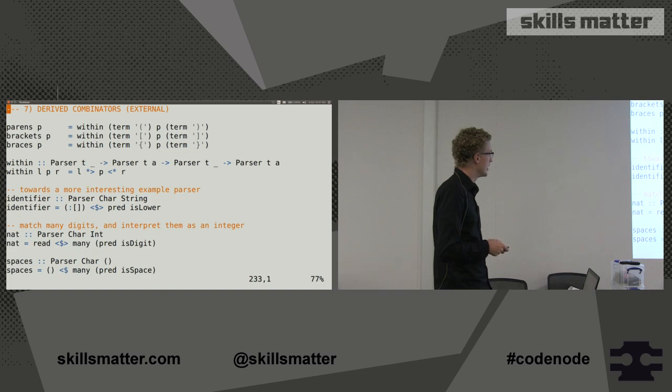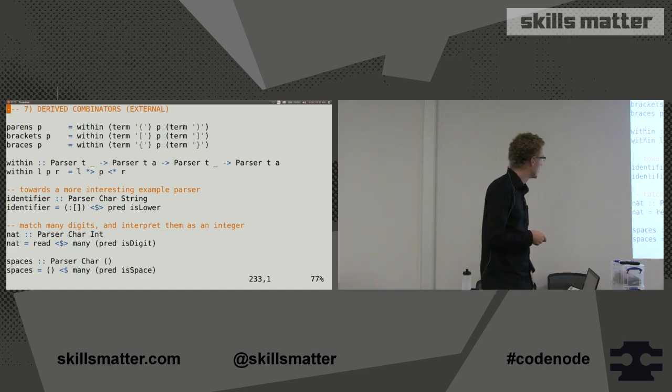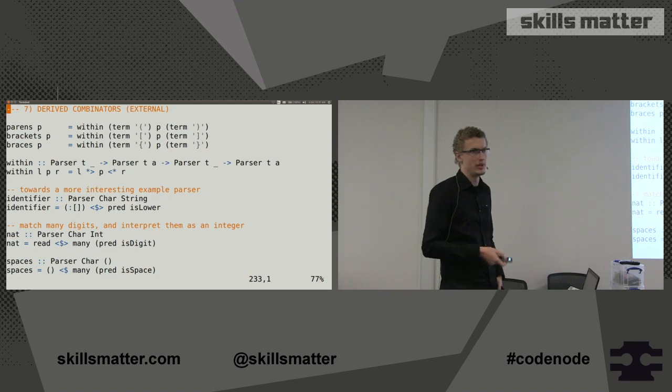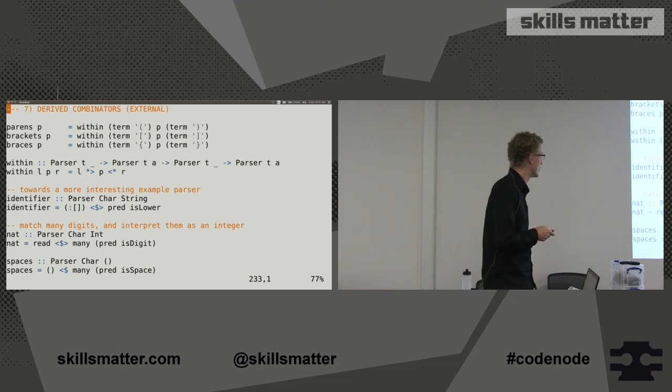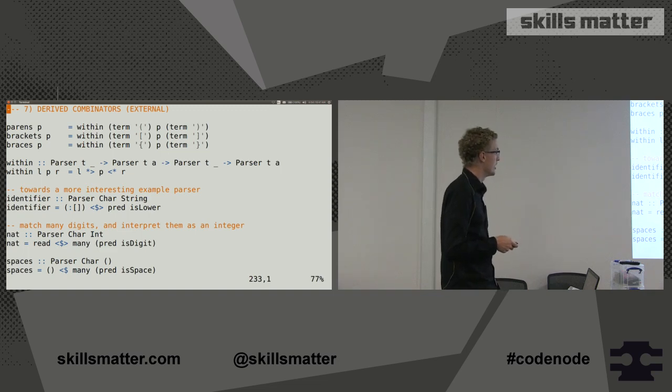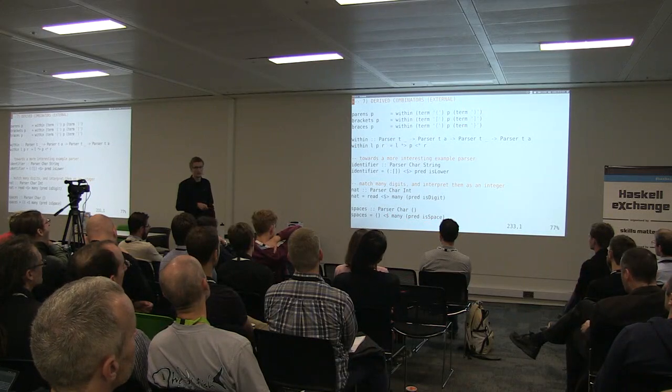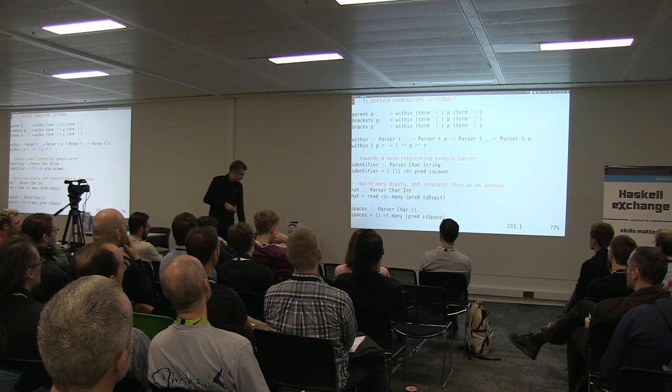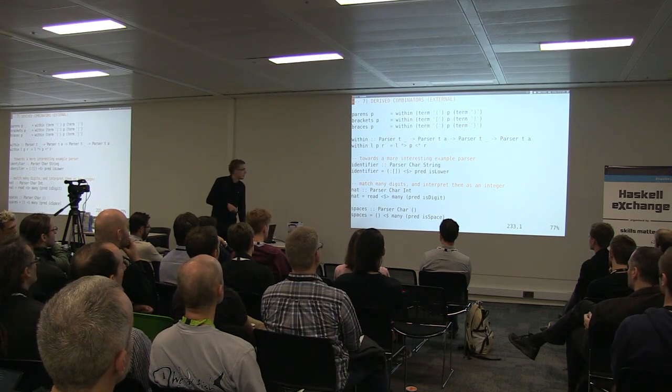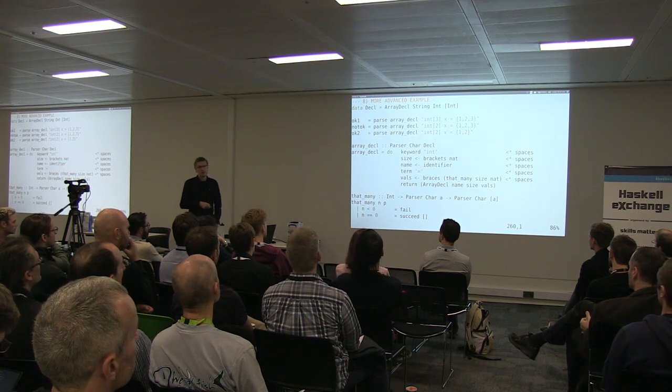And then I'm defining some other functions here, some other parsers, which are going to help me in the more interesting example that I'm showing on the next slide. So first, I'm defining something that matches identifiers, where an identifier is just any lowercase character, something for natural numbers, and something for matching an arbitrary number of spaces, so matching any white space character. And using those functions, I'm going to define a parser for parsing array declarations.